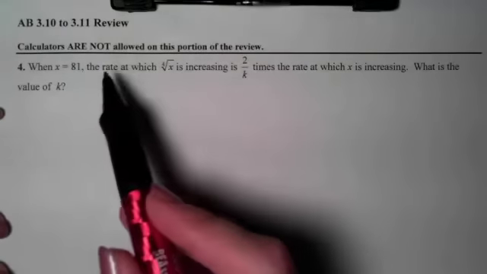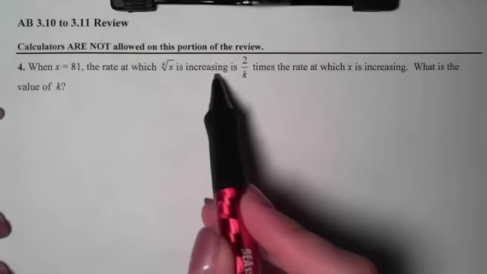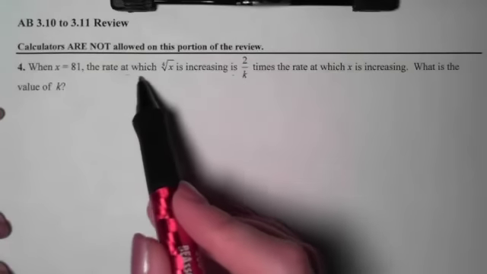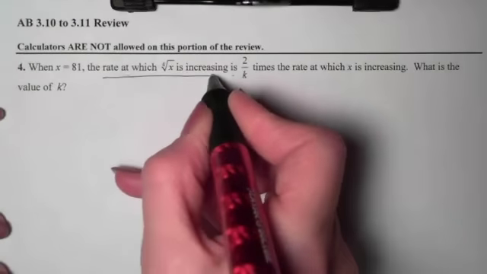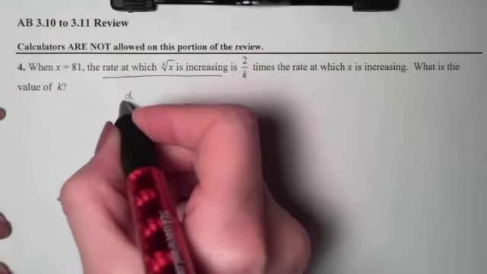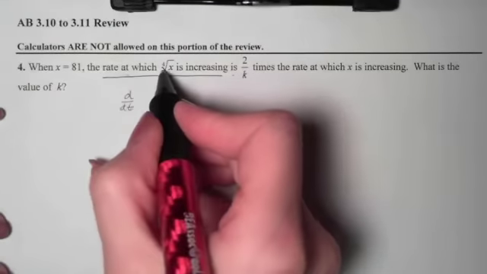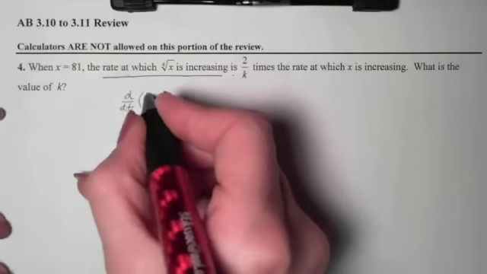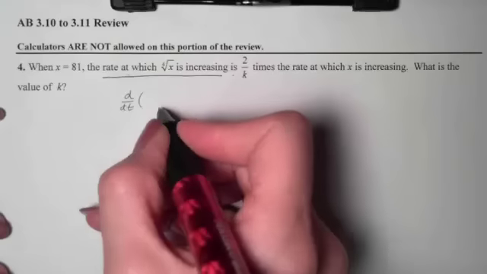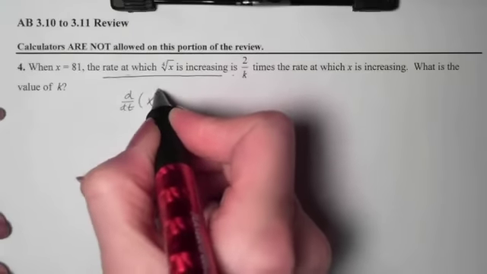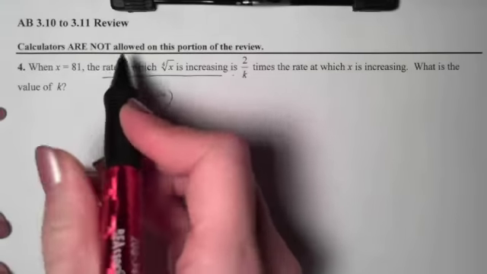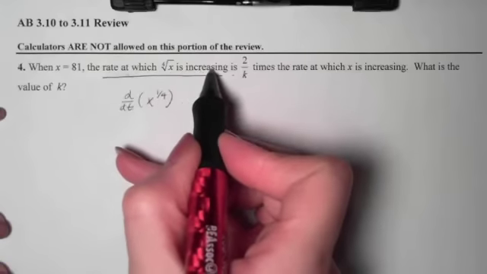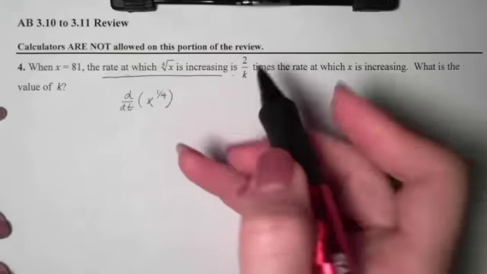So the first thing I see here is the rate at which something is increasing. Well, that's a synonym for the derivative. So this piece right here says we're going to take the derivative of whatever it is that's increasing. So that's the derivative of the 4th root of x, which is the same thing as x to the 1/4. So this expression right here represents the rate at which the 4th root of x is increasing.